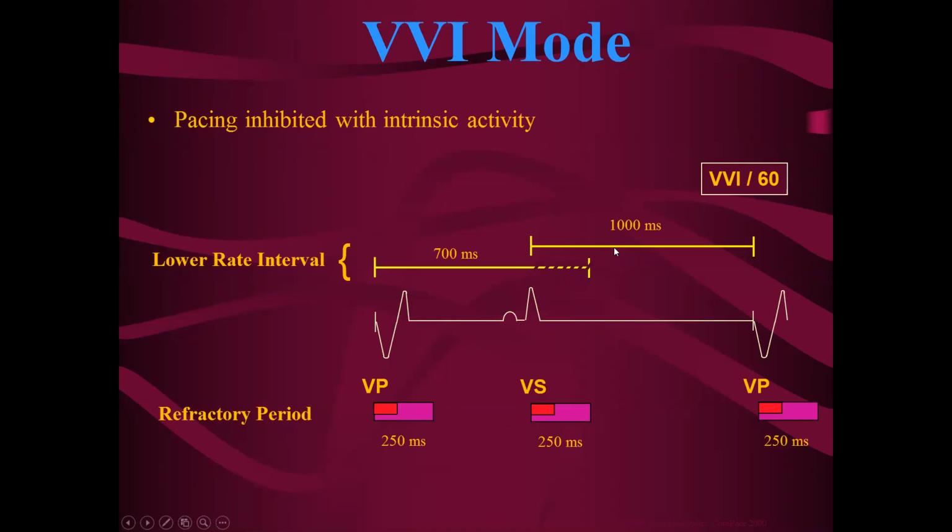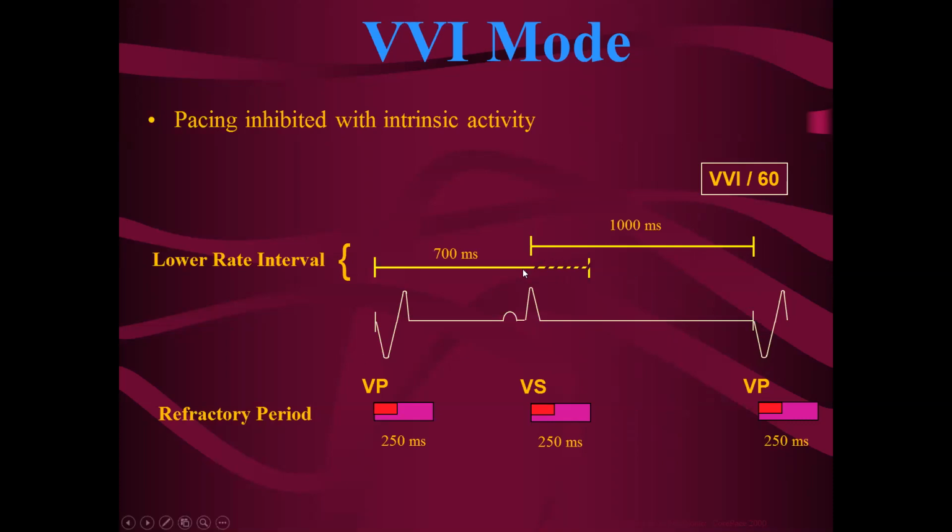And now from this new low rate interval, it's going to watch in the sensing window to see if there's another intrinsic beat. If there is not, then at the end of the low rate timer, it's going to deliver a ventricular pacing impulse, and then everything starts over again.